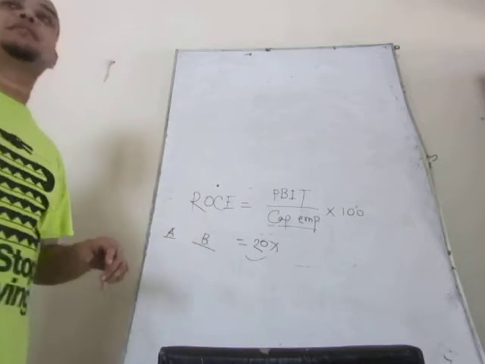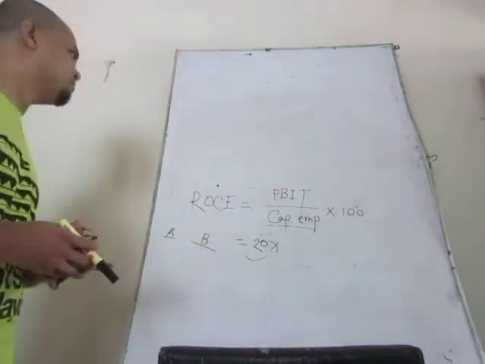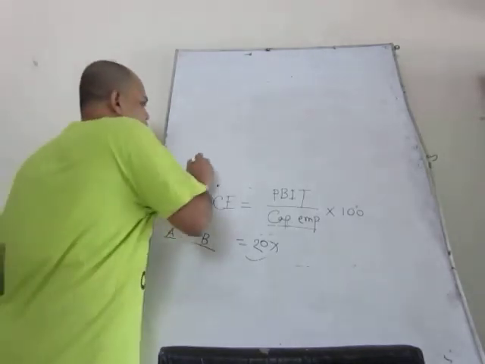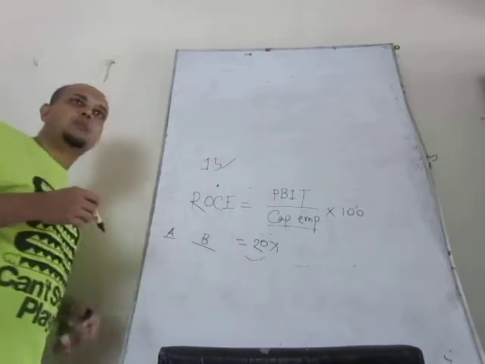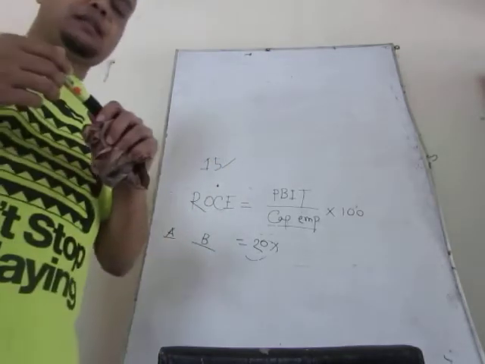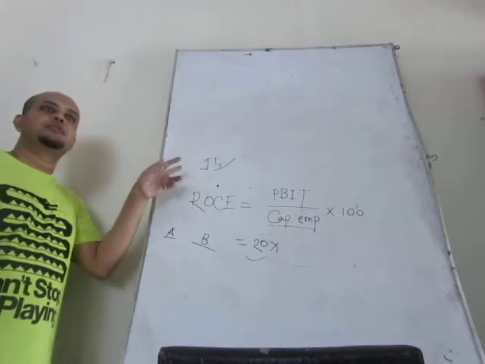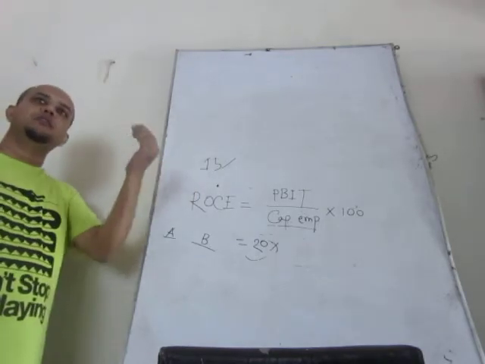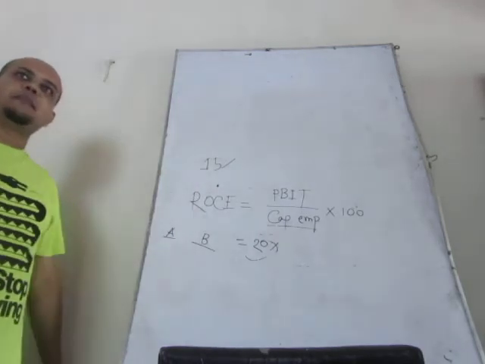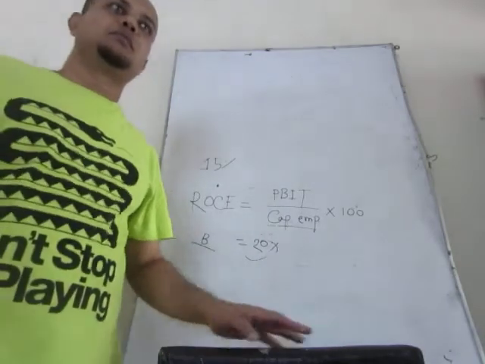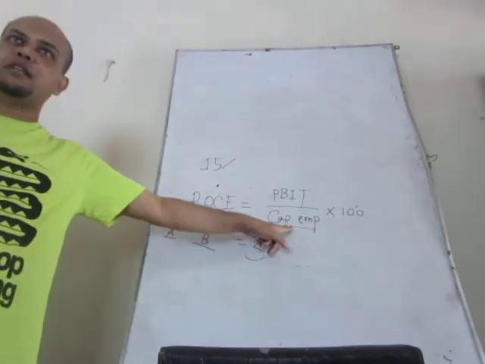This ROC is required for another purpose. As for example, suppose your ROC is 15%. Your company's ROC is 15%. That means through this calculation, you are expecting $15 return by investing per $100 investment in the capital employed, right?